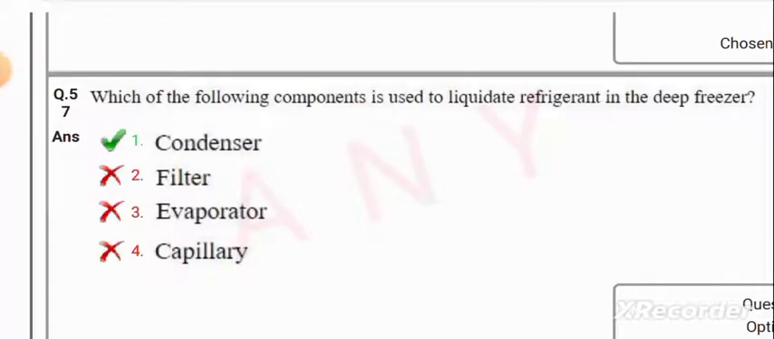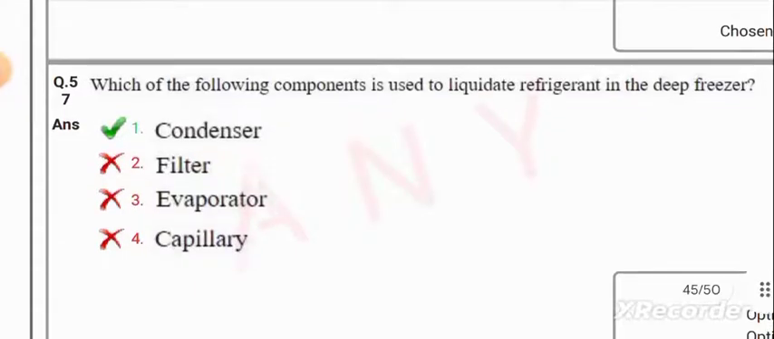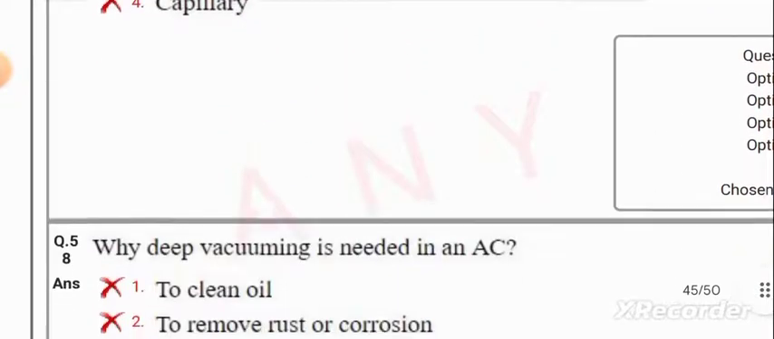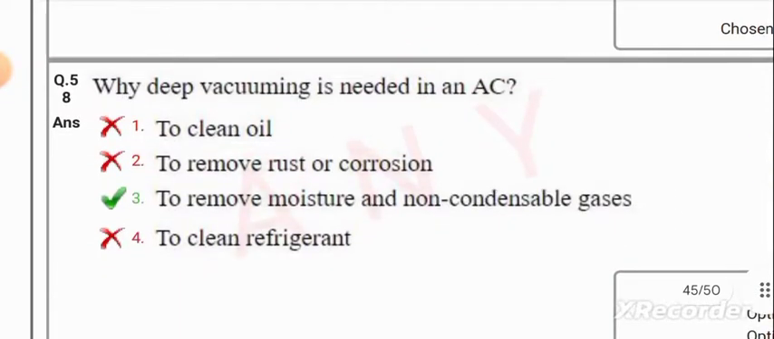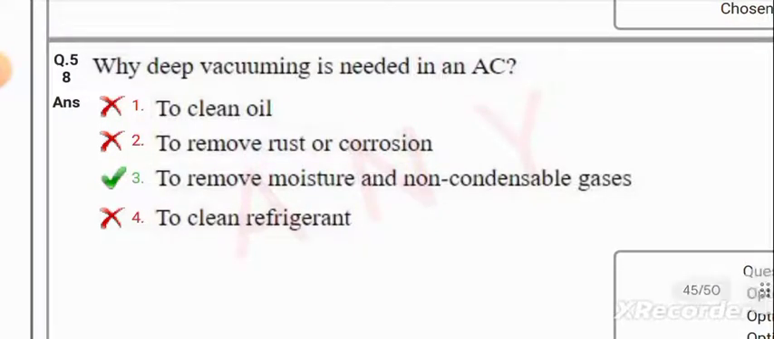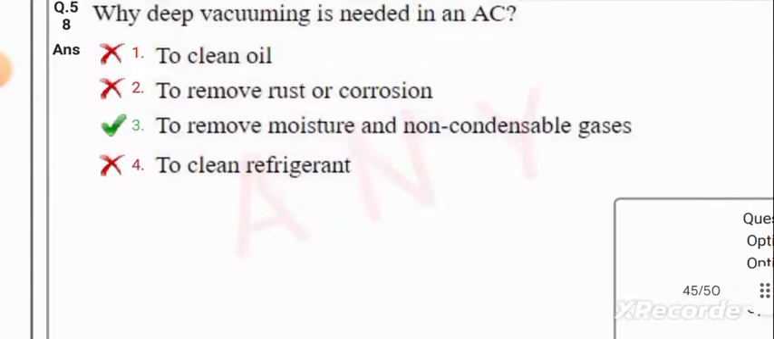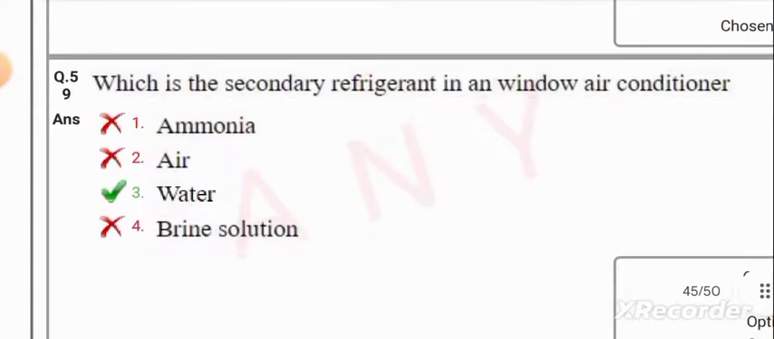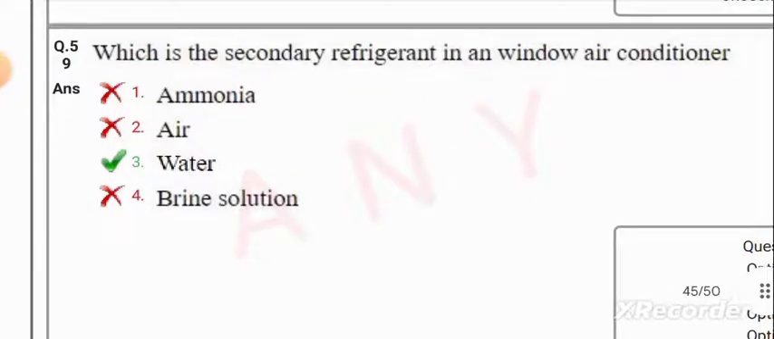Which of the following components is used to liquefy refrigerant in the deep freezer? Condenser. Why deep vacuuming is needed in AC? To remove moisture and non-condensable gases. Which is the secondary refrigerant in a window air conditioner? Water.